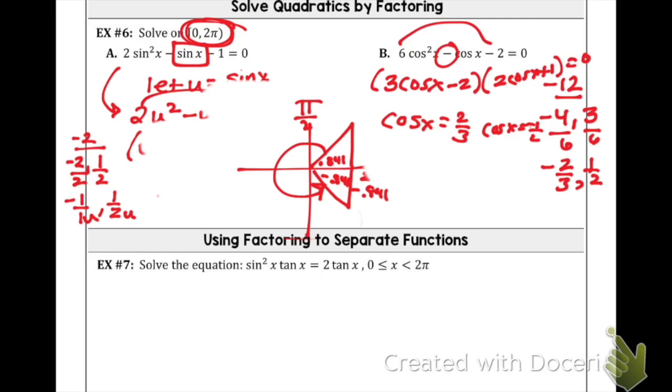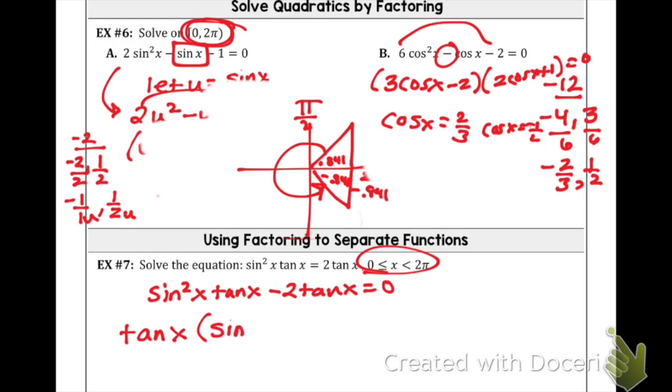So in example 7, we have multiple functions happening here. We've got sine squared x tangent x equals 2 tangent x. I'm going to shift everything over to the left so I get 0 on the right. So sine squared x tangent x minus 2 tangent x is equal to 0. And again, we're going just one rotation for my answers. So then I'm going to factor out a GCF of tangent. So then I get sine squared x minus 2 is equal to 0.